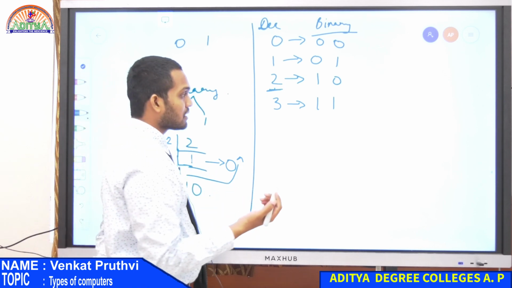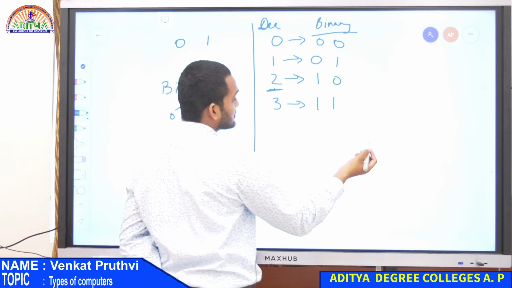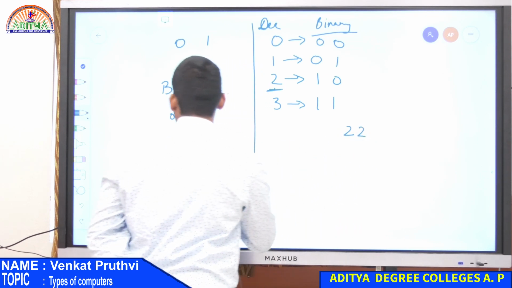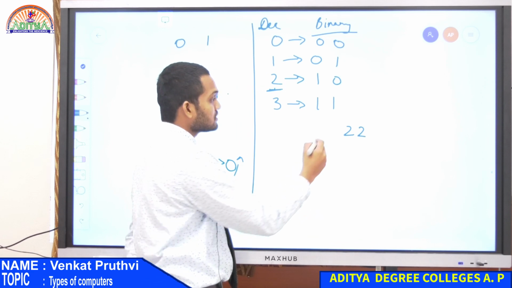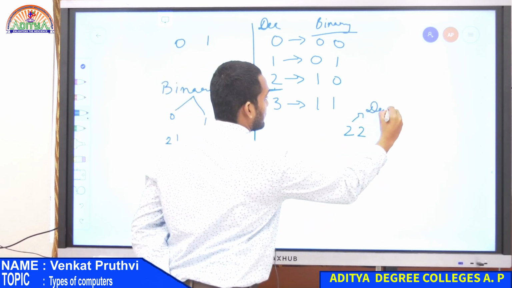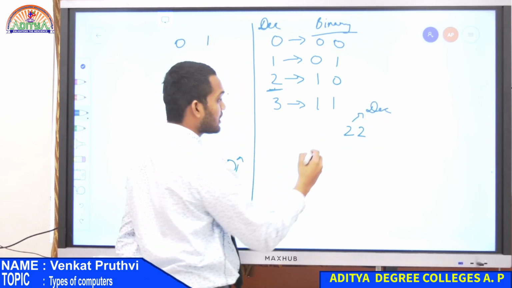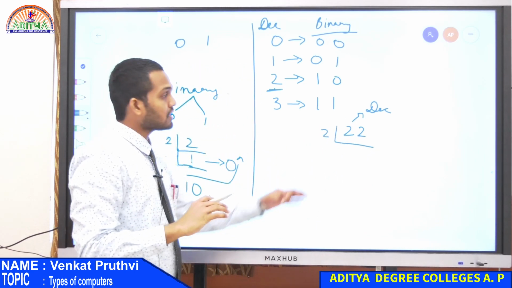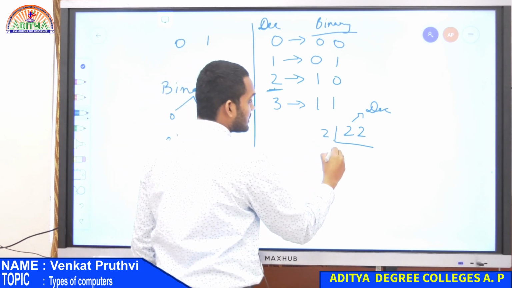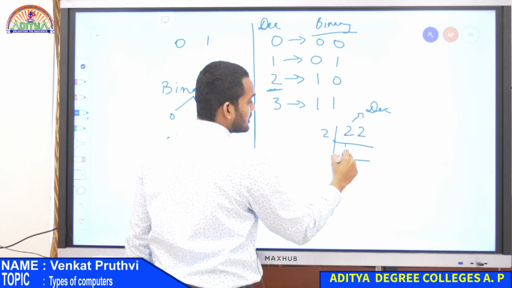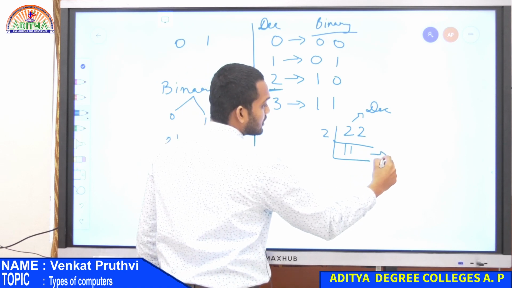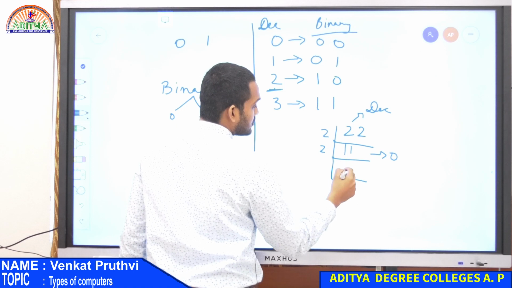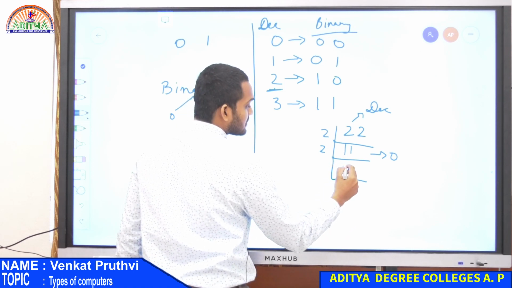I will take a bigger number, you will understand it better. Suppose we are considering a number like 22. Now, this is a decimal number. We have to convert this number into binary format. How do we do it? We have to divide it by 2. Anytime you want to convert a decimal number into binary, you have to divide it by 2. When you are dividing it by 2, it will be 2 11s are 22 and you have a remainder of 0. Then you will be dividing further, 2 5s are 10.